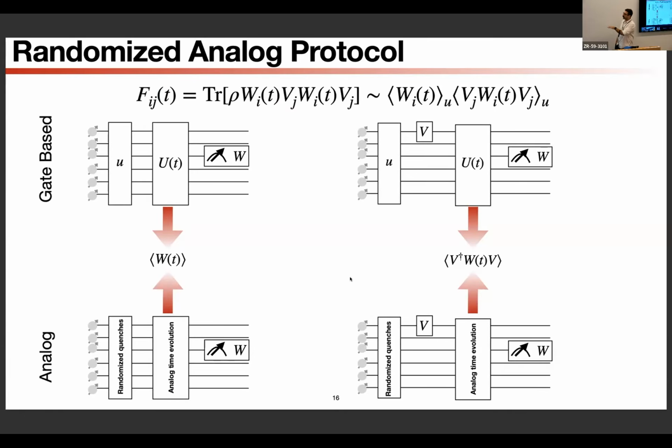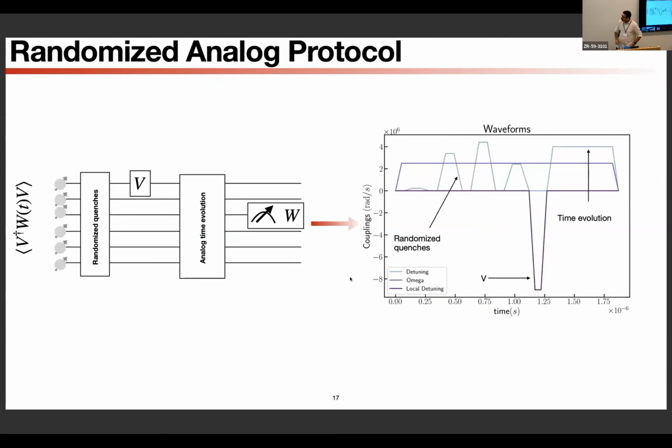The protocol looks something like this. It's almost the same as the gate-based version, but now we're replacing the global unitaries by randomized quenches, and the gate-based time evolution by analog time evolution under the model Hamiltonian. We do the same thing and look at the correlations between these two things. If you do this in your experiment and look at the waveforms, this is what it looks like. You start with your random quenches, which are these trapezoids. Then you implement your large detuning, time evolve as long as you want, and then you measure in the end.